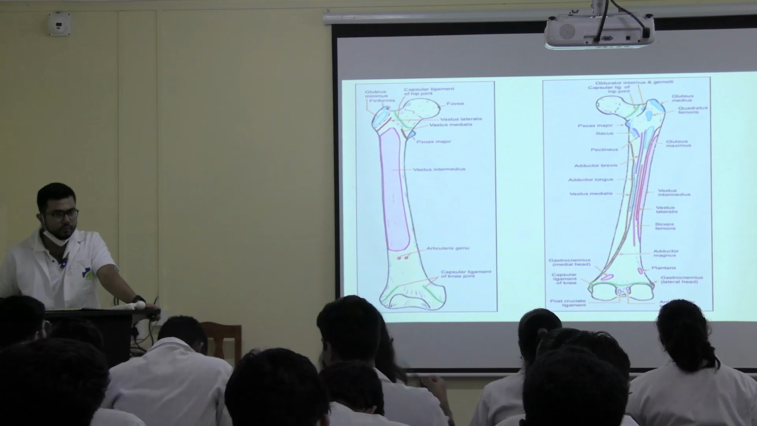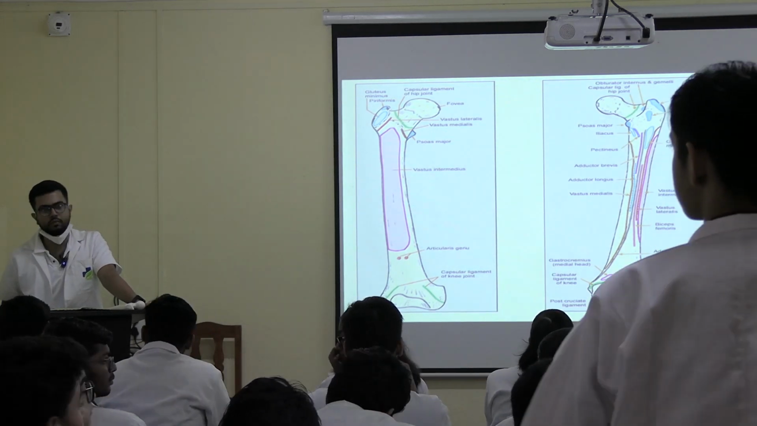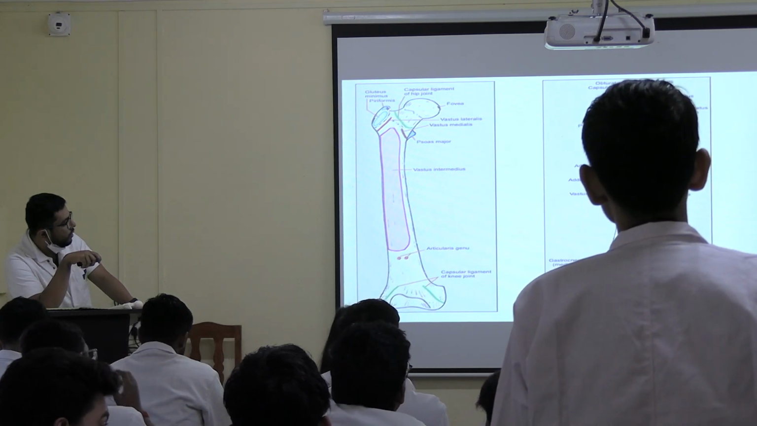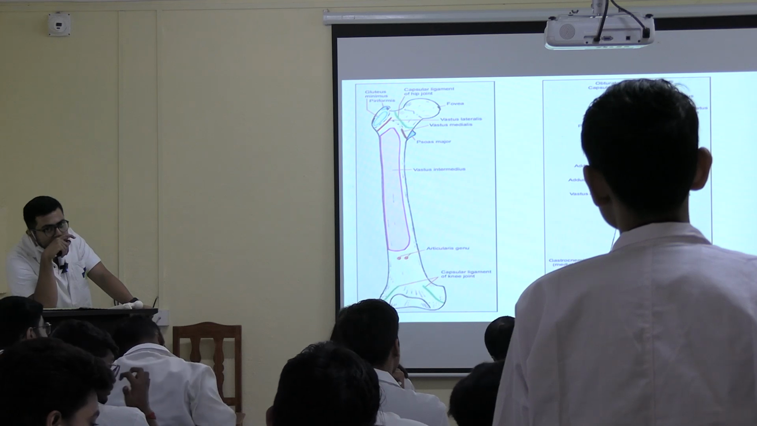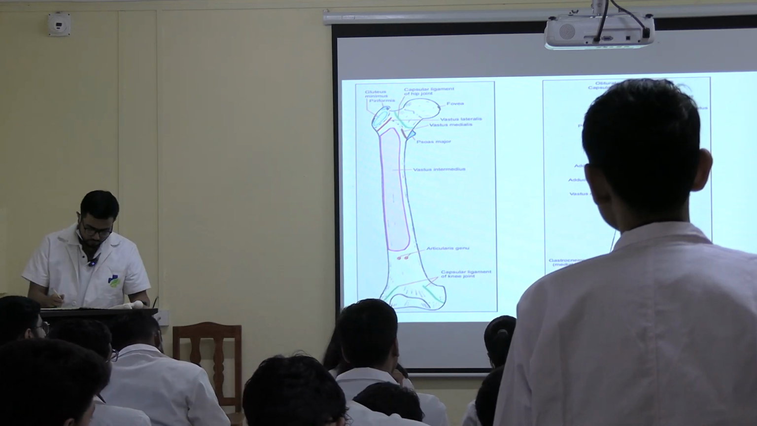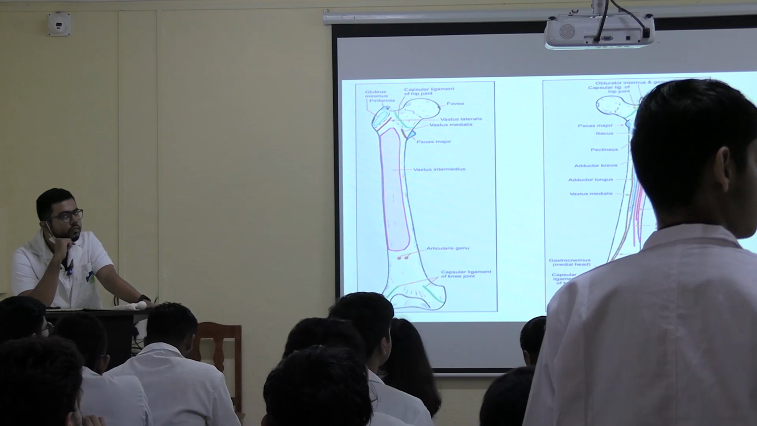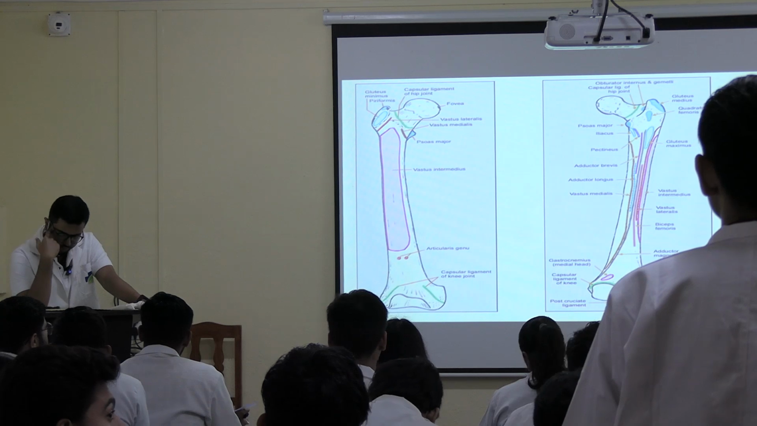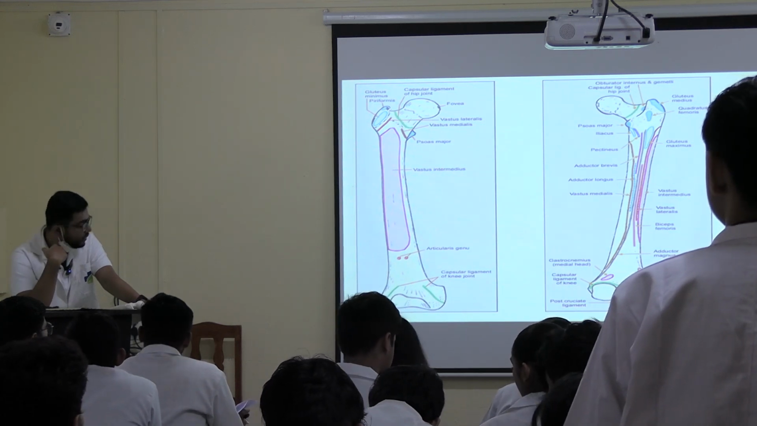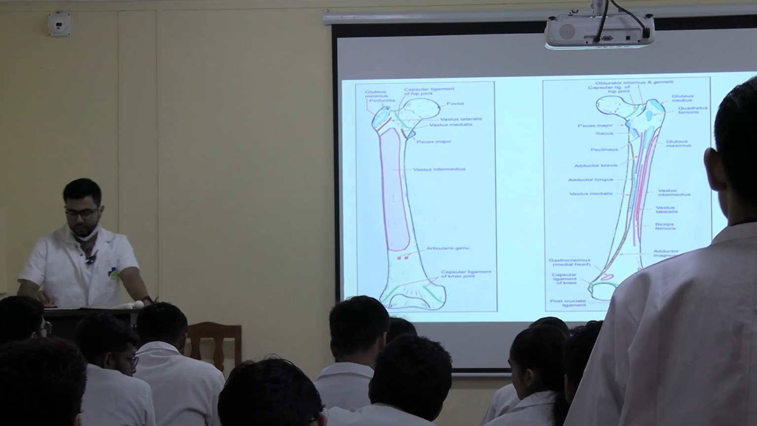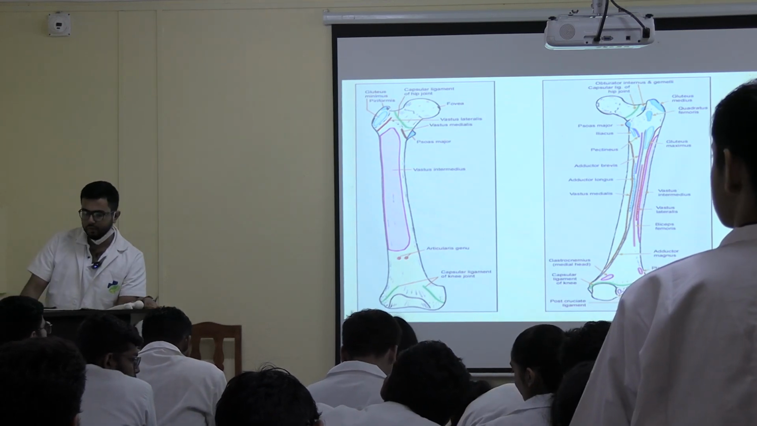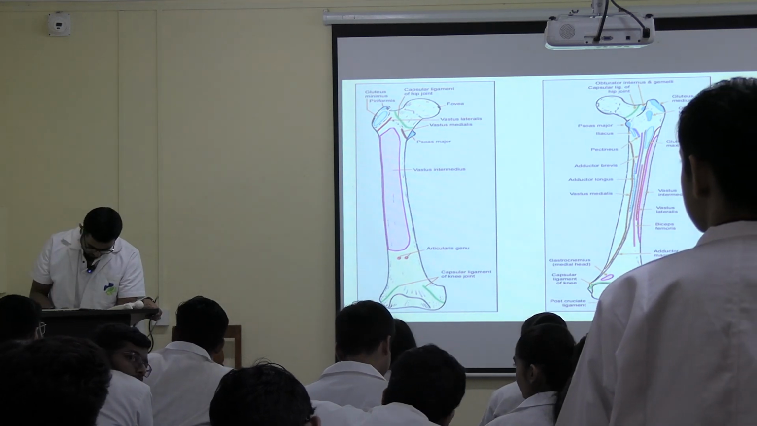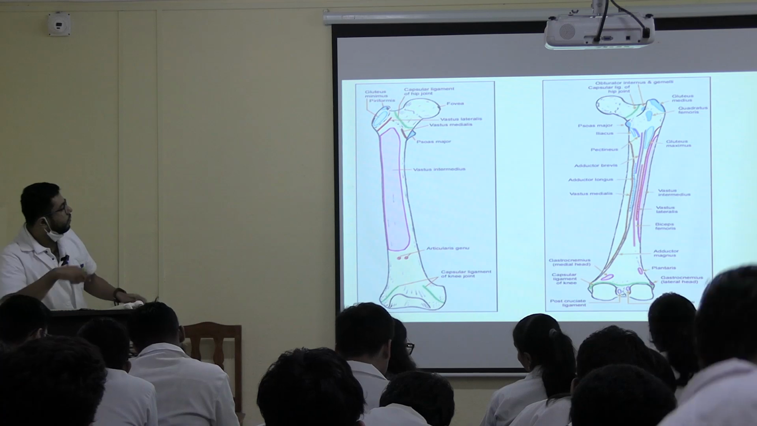Adductor brevis, this one, from here up till here. Make a guess, where is this attached? Medial lip. Okay, again, don't confuse in the exam. Medial and lateral lip is for the vastus medialis and lateralis. Everything else is linea aspera only. Sit down.